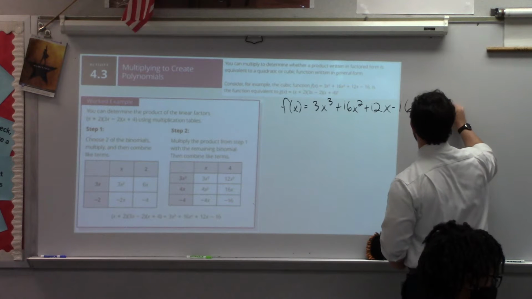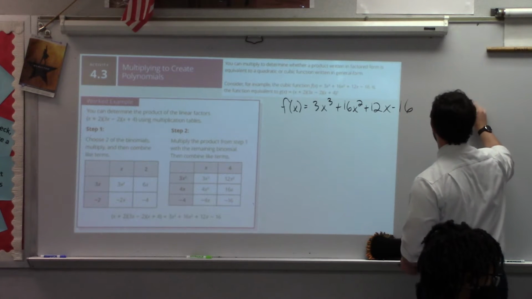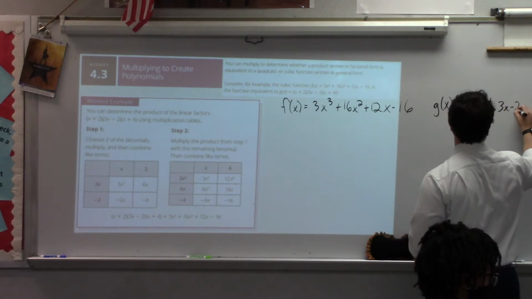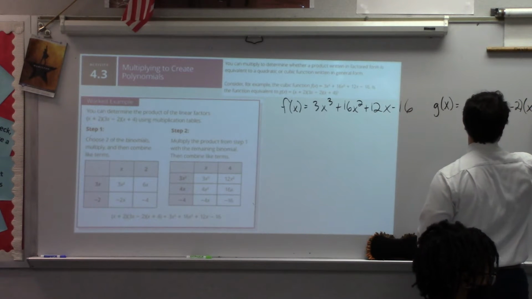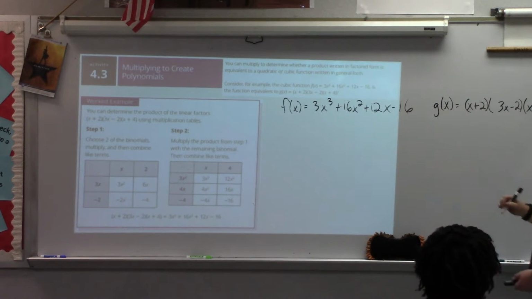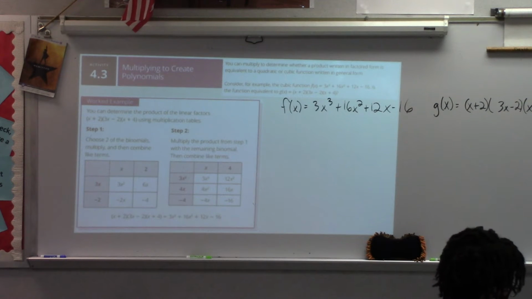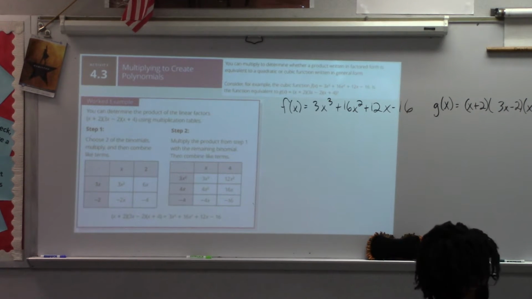Then we've got g of x is equal to x plus 2 times 3x minus 2 times x plus 4. We know that's cubic as well because it has what? 3 linear factors, 3 zeros, right? So that's cubic as well. Alright? And the question is, hey, how could we determine if the functions are equivalent? Okay?